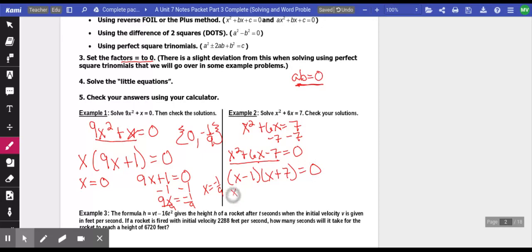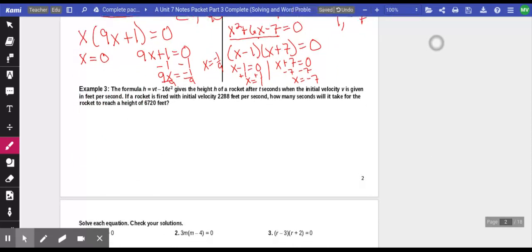I then take each one of those: x minus 1 equals 0, and x plus 7 equals 0. I set each factor equal to 0 because if they multiply to be 0, one of them has to be 0. And then I solve those mini equations. So I get x = 1 and x = -7. So my two possible solutions are 1 or -7.